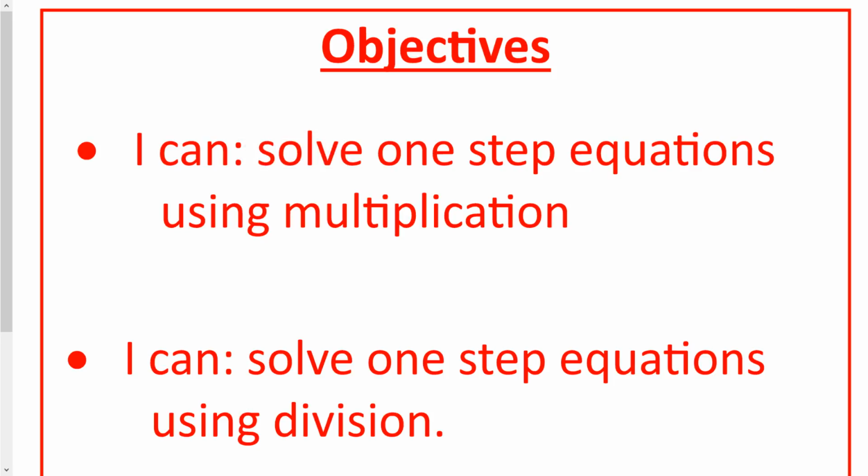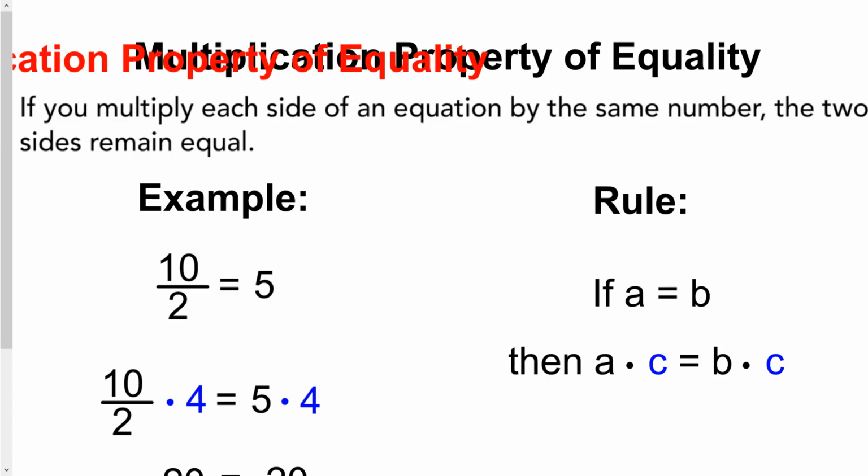All right, guys. So today we're going to be talking about multiplying and dividing. The last section we talked about adding and subtracting, specifically the addition and subtraction properties of equality. So today we're going to look at the multiplication and division properties of equality. And basically we're going to be doing the same thing, except instead of adding and subtracting both sides of the equation, we're going to multiply and divide both sides of the equation.